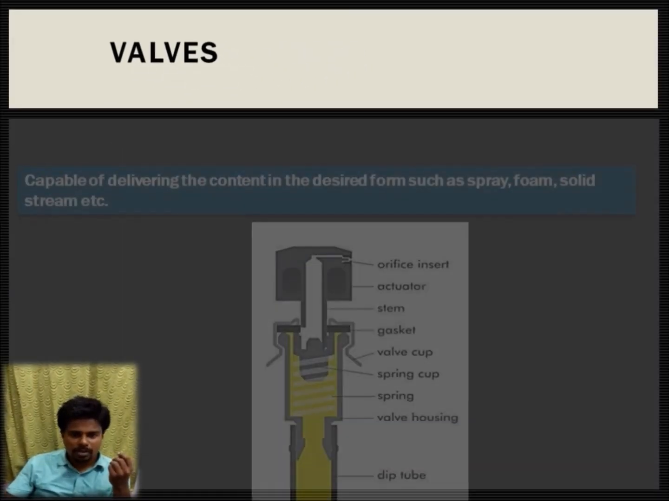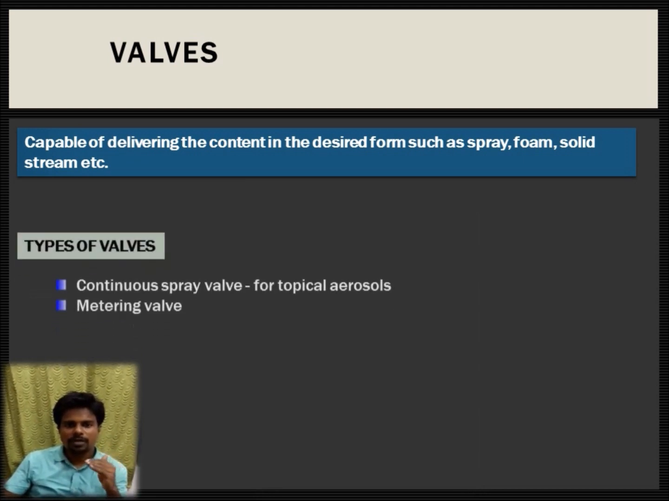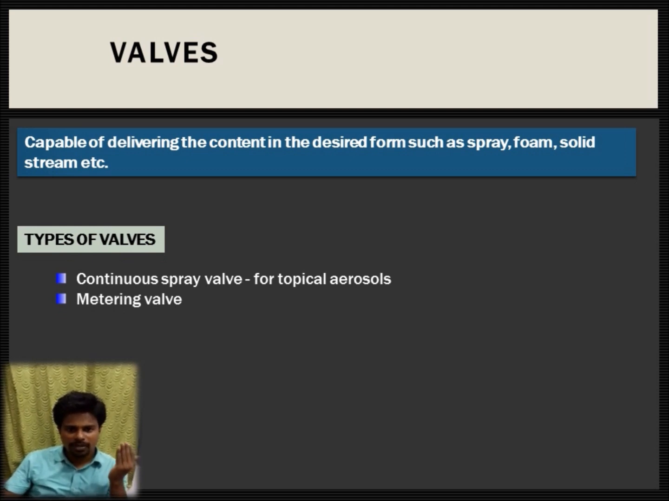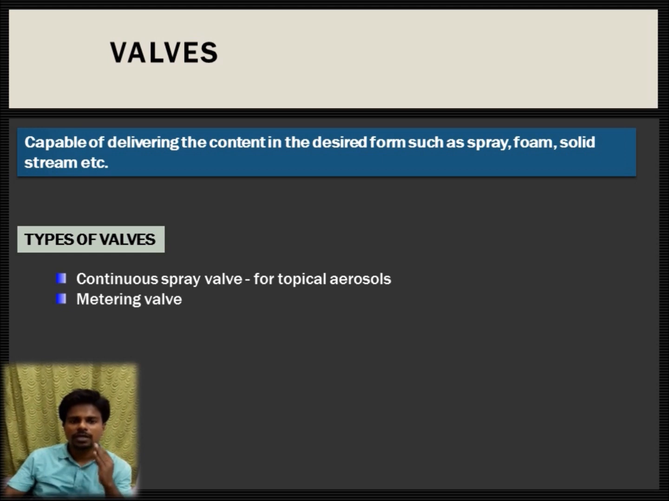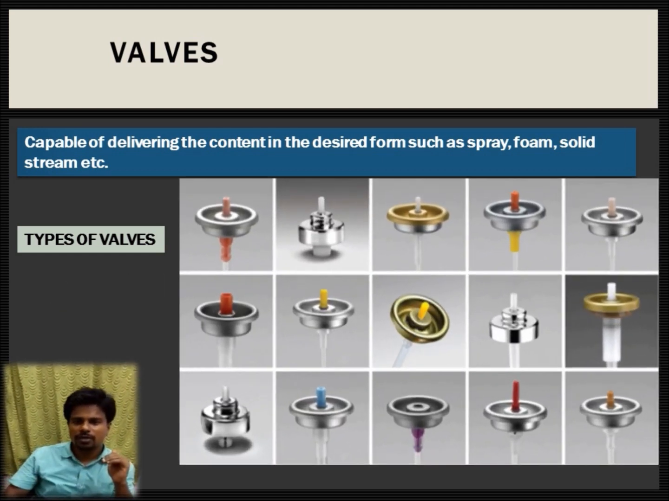Valves are capable of delivering the content in the desired form such as spray, foam and solid stream. The types of valves used in aerosol containers are the continuous spray valve and the metering valve. The continuous spray valve is used for topical aerosols and the metering valve is used for nebulizers, and these are the various types of valves used in aerosols.